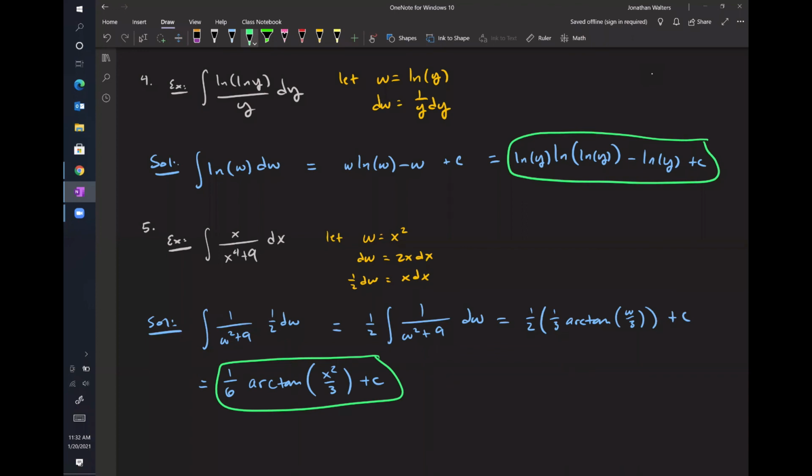If you forgot that formula, how would you get it? You would factor 9 out of the denominator, make that w squared over 9 plus 1, and then do a substitution for w over 3. But in my opinion, this is fundamental enough to just remember that the integral of 1 over x squared plus b squared dx is equal to 1 over b arctangent of x over b plus c. That was the fundamental integral from our partial fractions section.